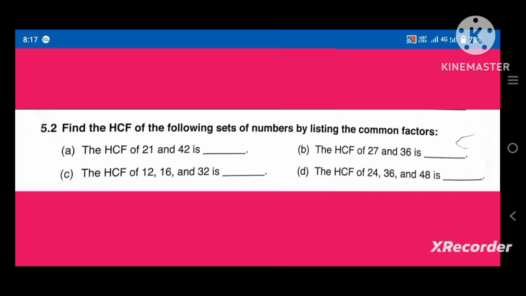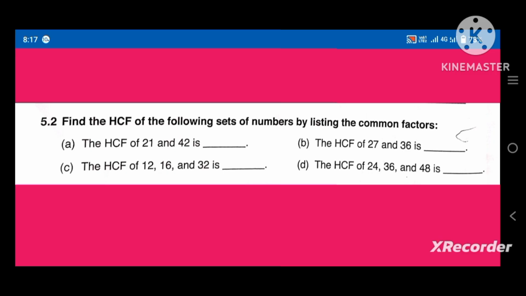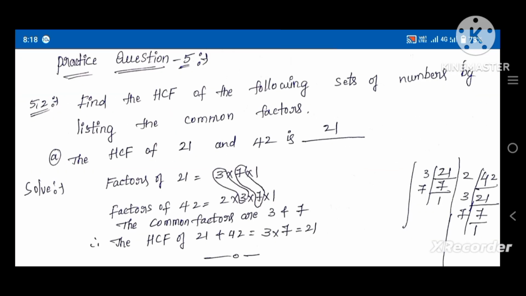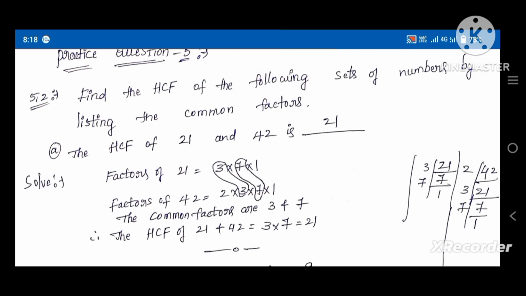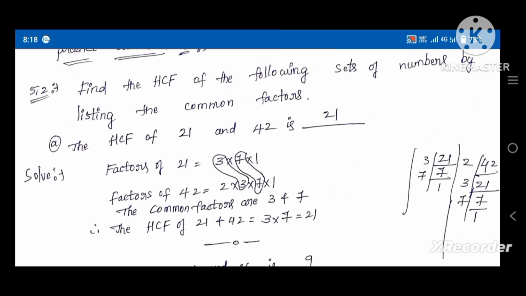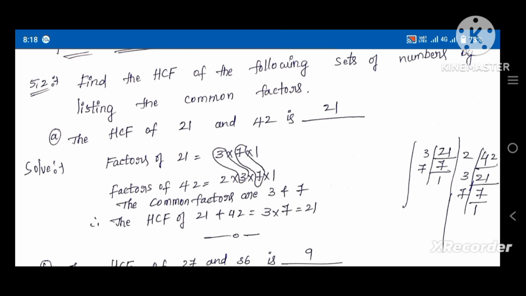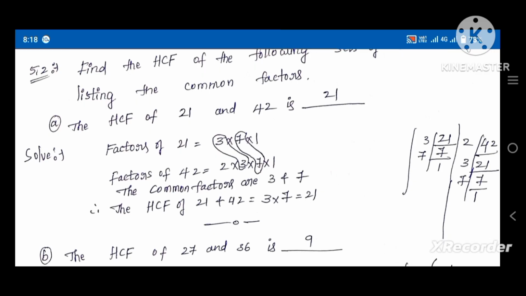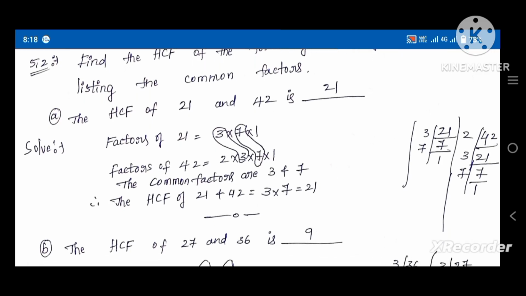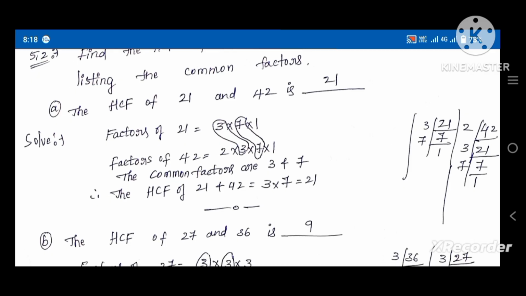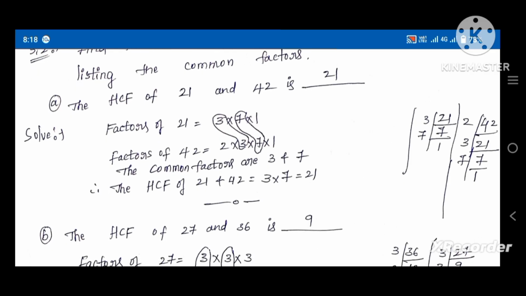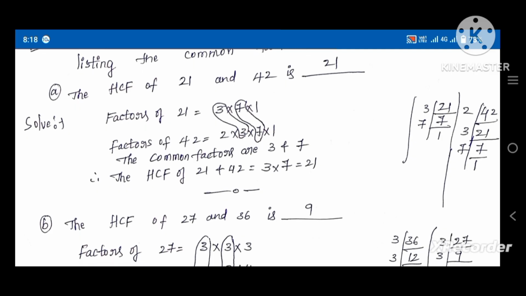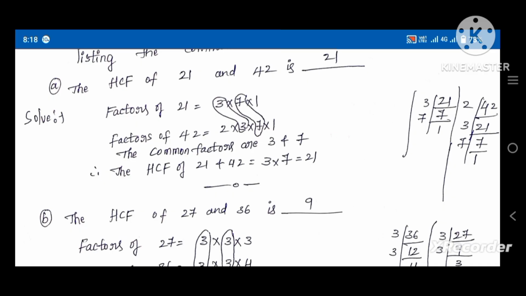5.2. Find the HCF of the following sets of numbers by listing the common factors. A. The HCF of 21 and 42 is 21. Factors of 21 are 3, 7, 1. Factors of 42 are 2, 3, 7, 1. The common factors are 3 and 7. Therefore, the HCF of 21 and 42 is 3 into 7, which is 21.